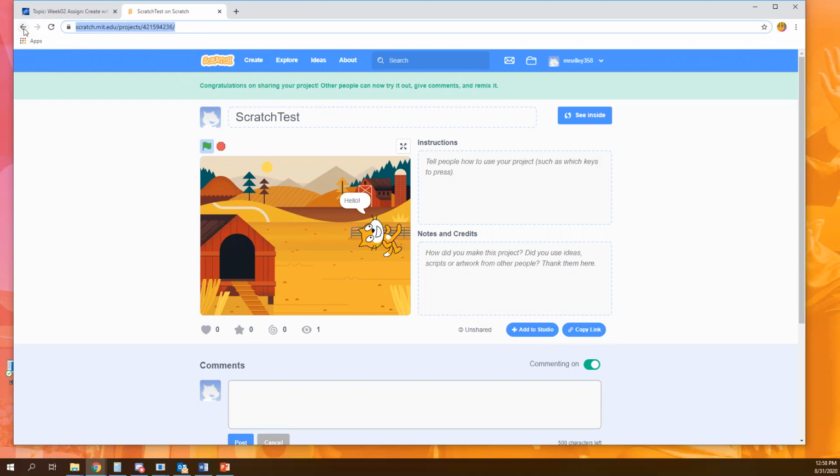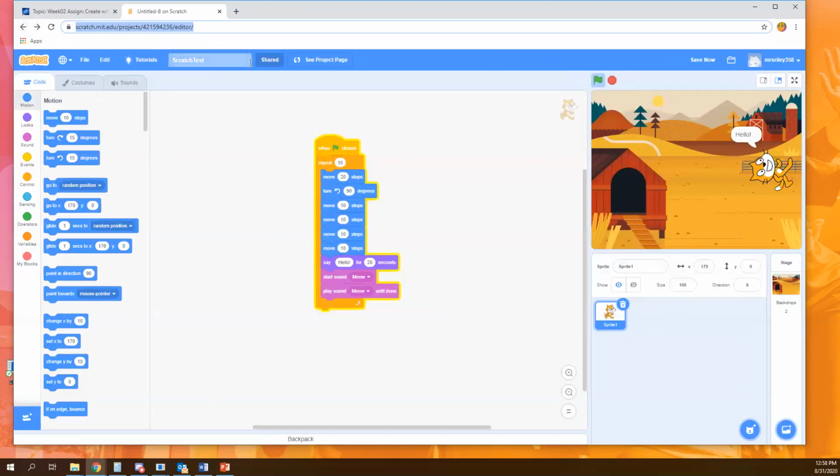It should say projects. Now, if you try to click share, notice it's not going to let you share until you validate your email address. So make sure you're looking for the email, because otherwise you can't share your Scratch and get a good URL to share with the rest of us.